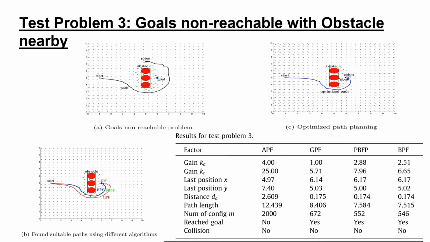And here we have 3 obstacles which recreate a real world wall, as shown here. And the table shows a summary of the results for the 4 methods: APF, GPF, PBPF, and BPF.